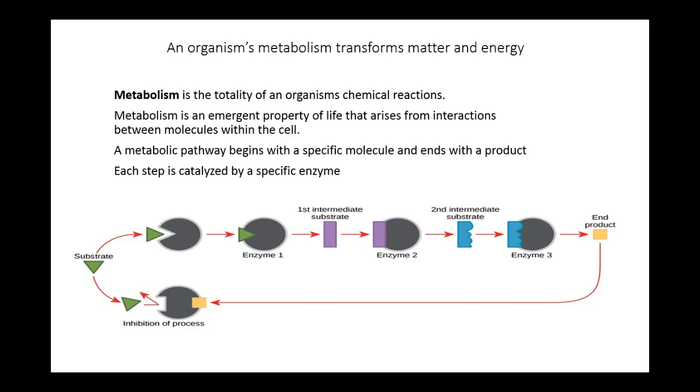Here's your definition of metabolism, and remember, as I've said numerous times in class, a lot of what you're doing in this Bio 101, which is more of an introductory or survey level course, is understanding the definition of terms. So your definition of metabolism is total chemical reactions. It's an emergent property that has come about by the interactions of molecules within the cell.